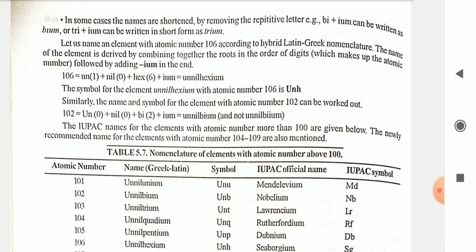Similarly, the name and the symbol for the element with atomic number 102 can be worked out. 102 is equal to un plus nil plus bi plus ium, which is unnilbium. The IUPAC names for the elements with atomic number more than 100 are given below. The newly recommended names for the elements with atomic number 104 to 109 are also mentioned.